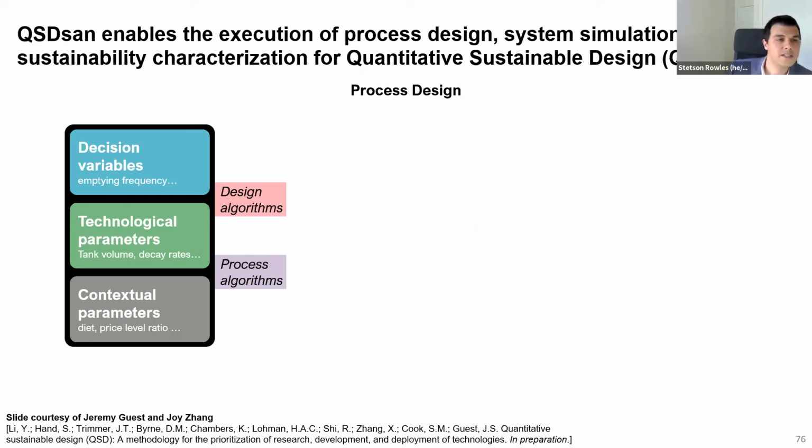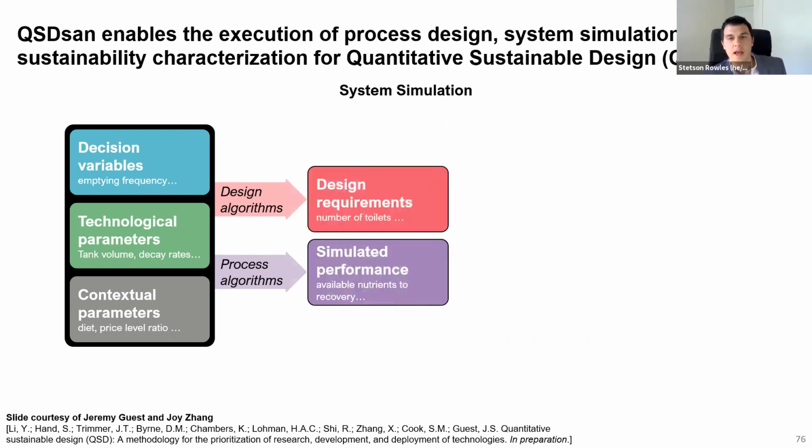So this combines things like decision variables, like emptying frequency, technological parameters, like maybe tank volume or maybe some decay rates, with contextual parameters like diet, price level ratio, and some of the things we saw in the earlier example. Next, please. And then through design and process algorithms, we can arrive at design requirements, and we aim to simulate performance.